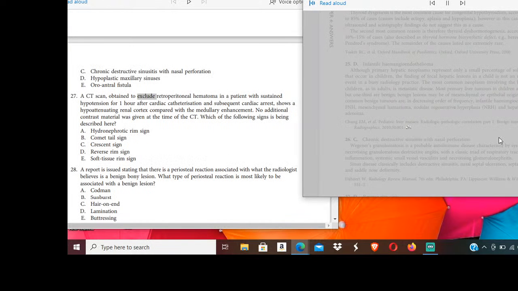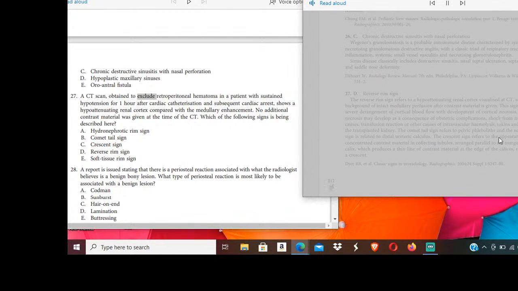26. C. Chronic destructive sinusitis with nasal perforation. Wegener's granulomatosis is a probable autoimmune disease characterized by systemic necrotizing granulomatous destructive angiitis, with a classic triad of respiratory tract inflammation, systemic small vessel vasculitis, and necrotizing glomerulonephritis. Sinus disease classically includes destructive sinusitis, nasal septal ulceration, septal perforation, and saddle nose deformity. Dähnert W. Radiology Review Manual. 7th ed. Philadelphia, PA: Lippincott Williams & Wilkins; 2011:551-2.